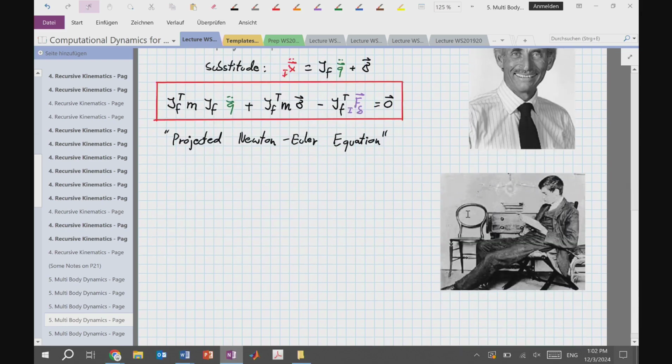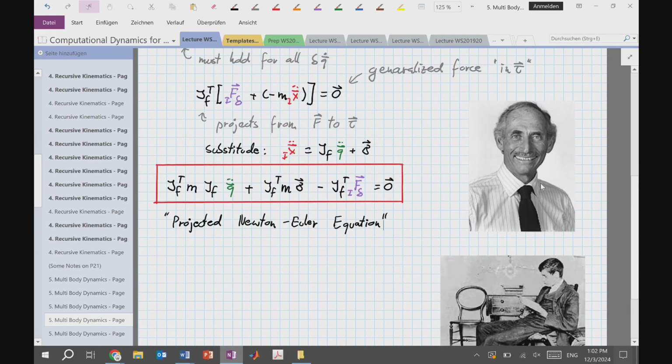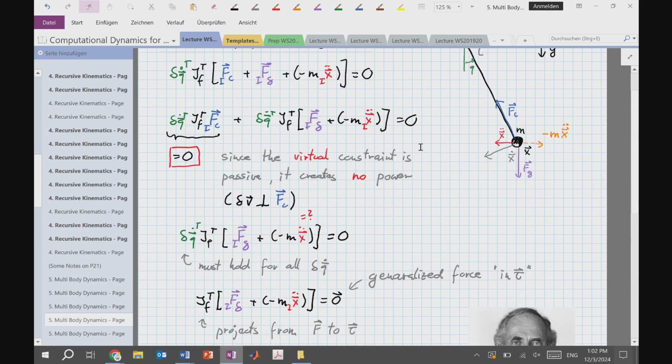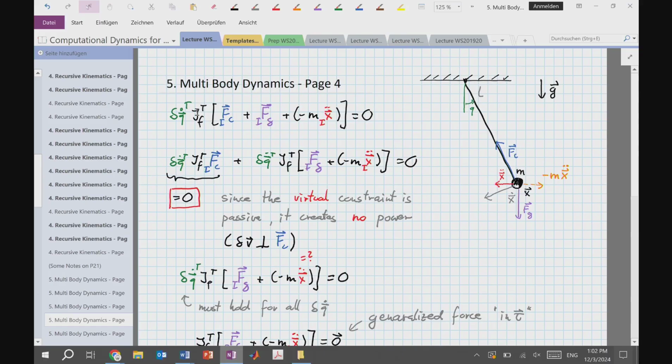This is based on the principle of virtual power. It's called Jordan's principle of virtual power. In the US, this is also called Kane's method, where Kane's idea is basically to write these virtual velocities as these partial velocities through the Jacobian. We will see all of this again on Thursday.